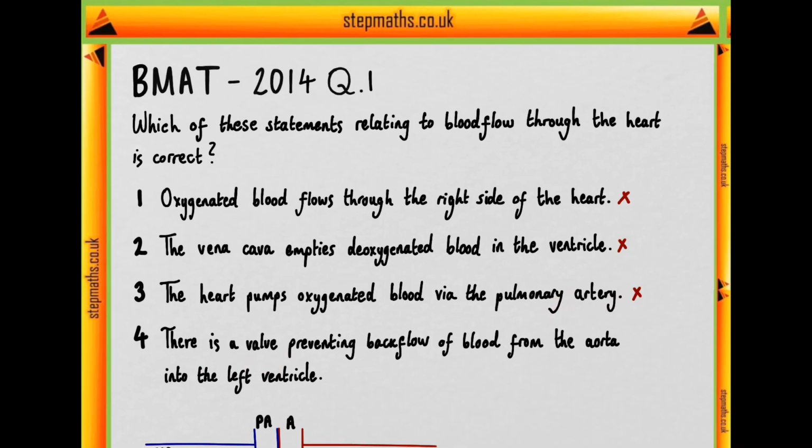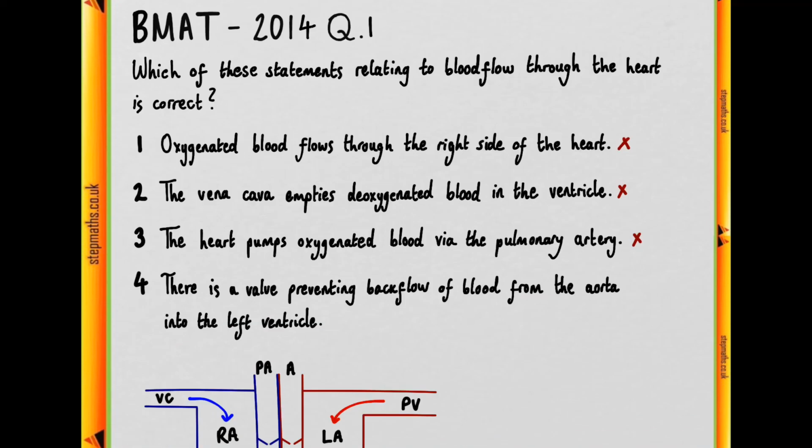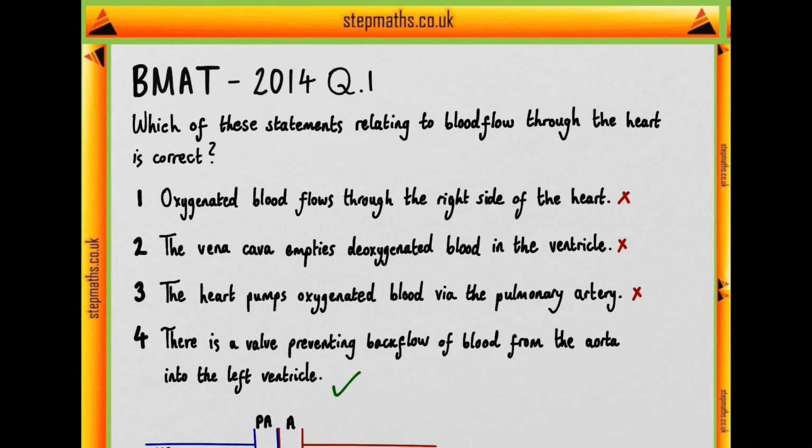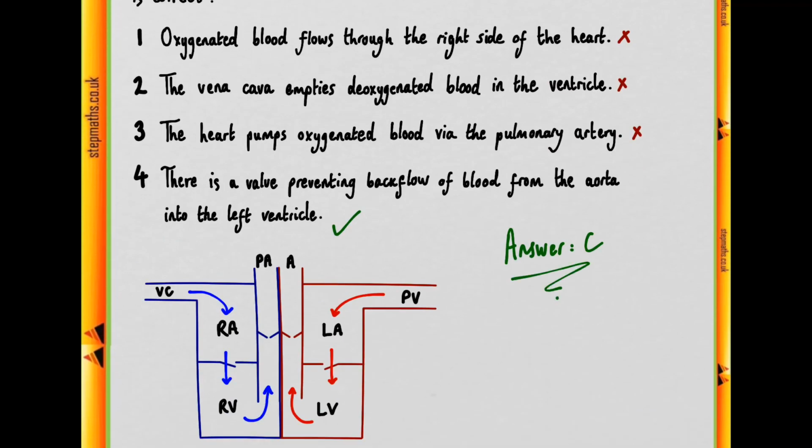Moving on to 4, there's a valve preventing backflow of blood from the aorta into the left ventricle, and from our diagram, which you should remember as well, there is a valve system preventing backflow of blood from the aorta into the left ventricle. Likewise, there are valves between the atria and the ventricles preventing backflow of blood when the pressure builds up. So we have our answer, which is that only statement 4 is correct, and that gives us our answer, option C.